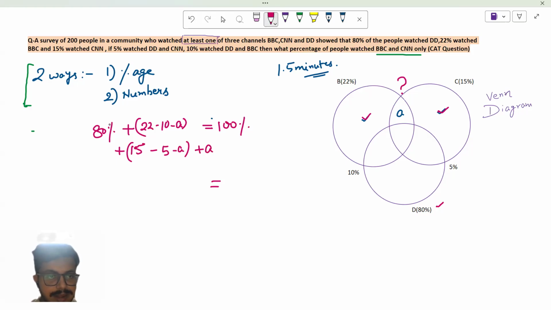Now this becomes a really easy question. If you solve this, you would get an answer. A is equal to 2%. Now ask yourself, if we hadn't asked these questions and hadn't thought about which way we need to employ, would we be able to do this question in 1.5 minutes? No, I do not think so.